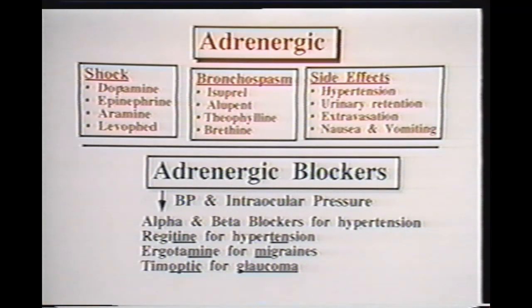If we look at the flip side of that, we talk about adrenergic blockers. And these are ones that are going to lower blood pressure, and they can also be used to lower intraocular pressure. So we see a number of drugs, the whole beta blocker system being used as antihypertensives. And you may even see a drug like ergotamine being used to treat migraine headaches. Timoptic is technically an adrenergic blocker, and that's used to treat glaucoma.